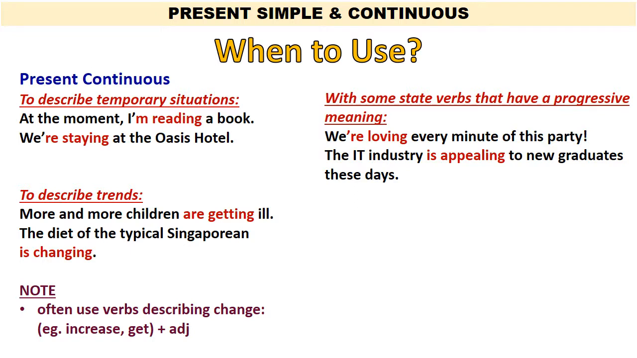Now we also use the present continuous with some state verbs that have a progressive meaning. For example, we're loving every minute of this party. The IT industry is appealing to new graduates these days. Normally, love and appeal are verbs which are used in the present simple tense. In this case, we use them in the continuous tense to give a progressive meaning.